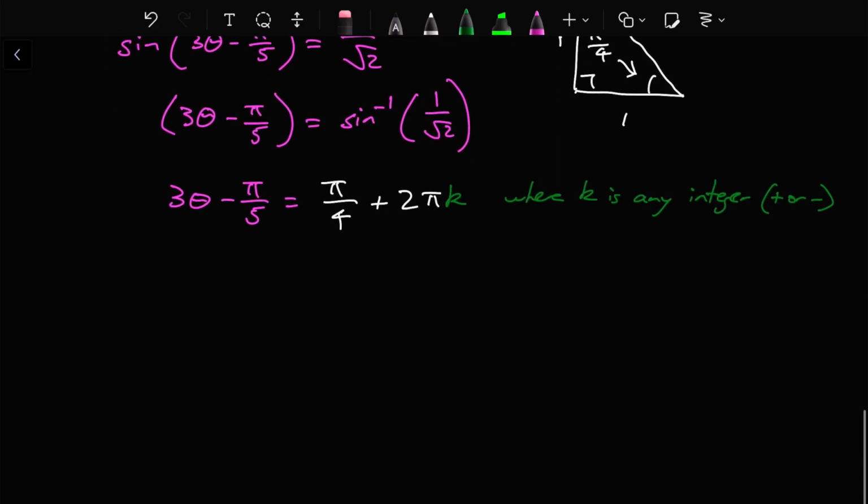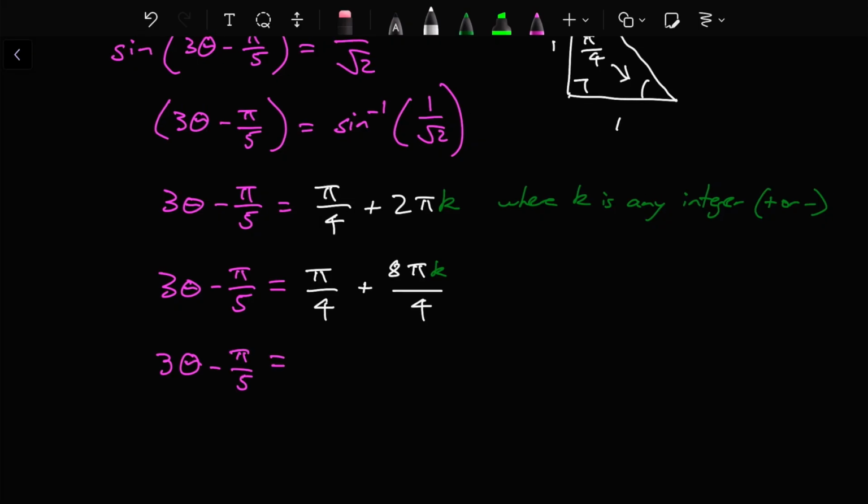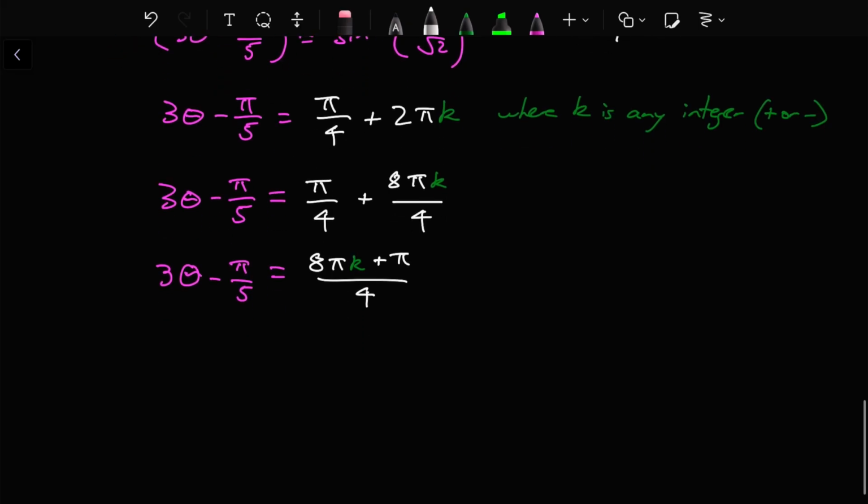It's just algebra from this point onwards. So let's simplify the right-hand side before we do anything else. If you need to pause at any point to get the algebra fine, that's okay. Do that as you need to. 8 pi k over 4. This is just fraction combinations. So 3 theta minus pi on 5 is equal to 8 pi k plus pi over 4. Okay? And now we just keep going.